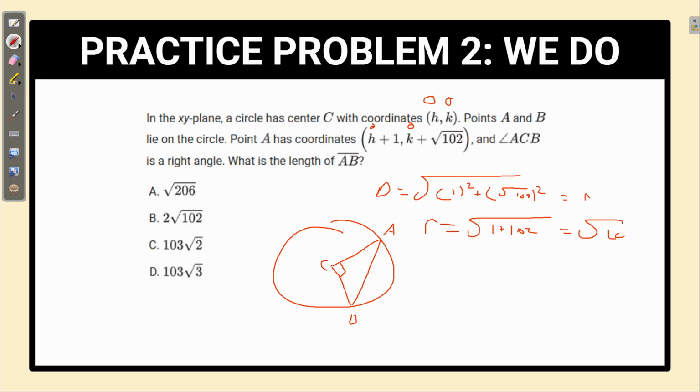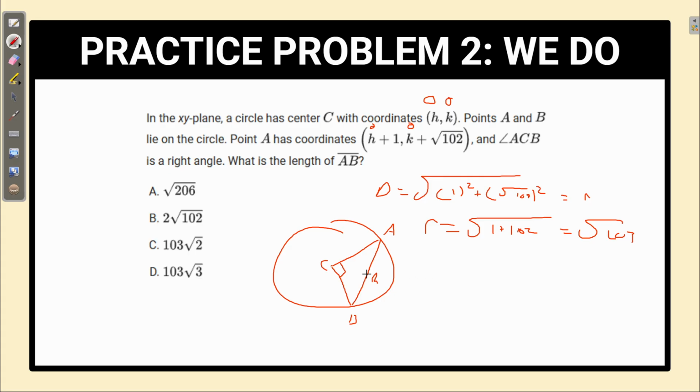So it is a square root of 103. Now, this is the hypotenuse of this triangle here. And you know it's the hypotenuse because it's directly across from the right angle, making it the hypotenuse. That's just how that sort of works.